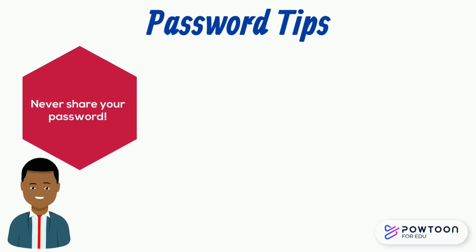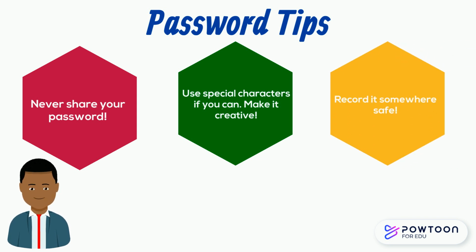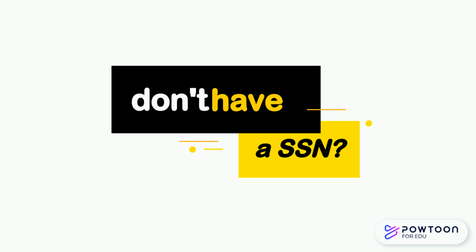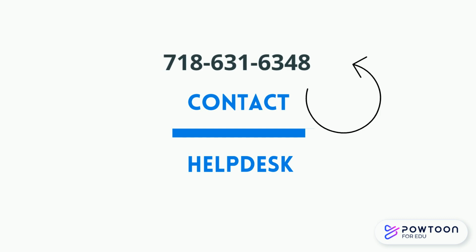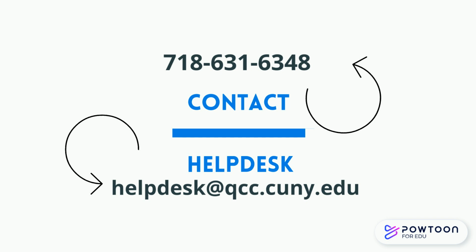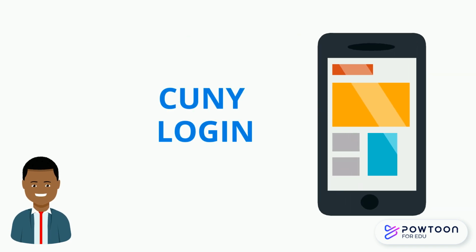Make sure you are never sharing your password with anyone. Use special characters if you can to make it creative, and record it somewhere safe. If you don't have a social security number, contact the help desk at 718-631-6348 or email them at helpdesk@qcc.cuny.edu. We'll now move on to CUNY Login, which gives you access to several features.